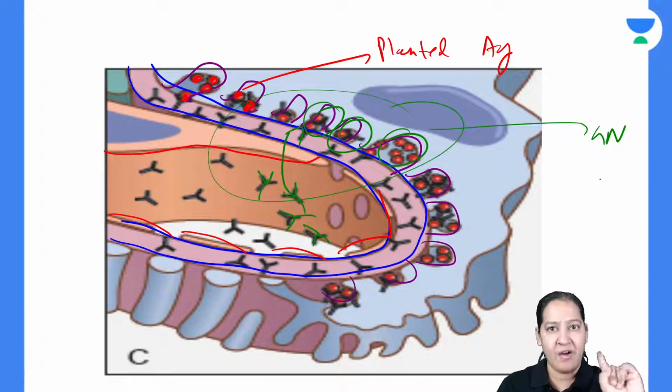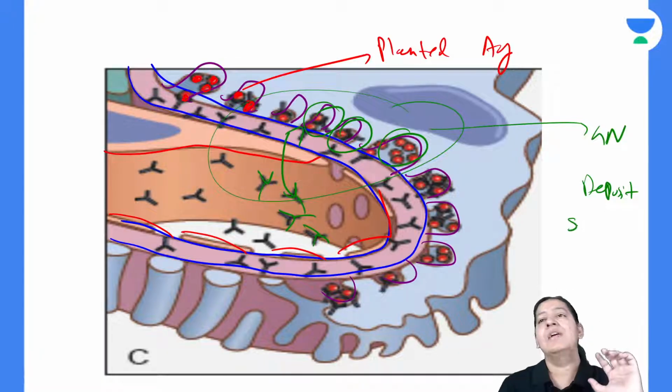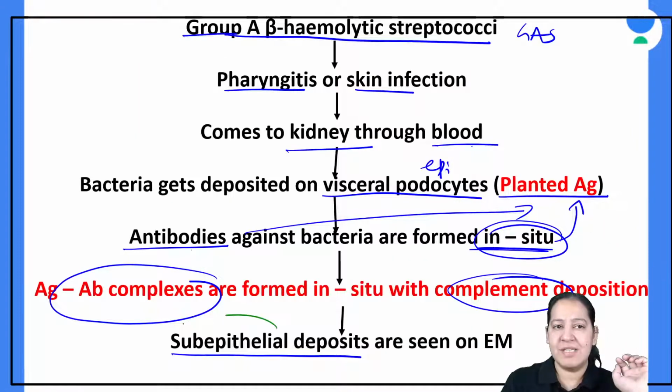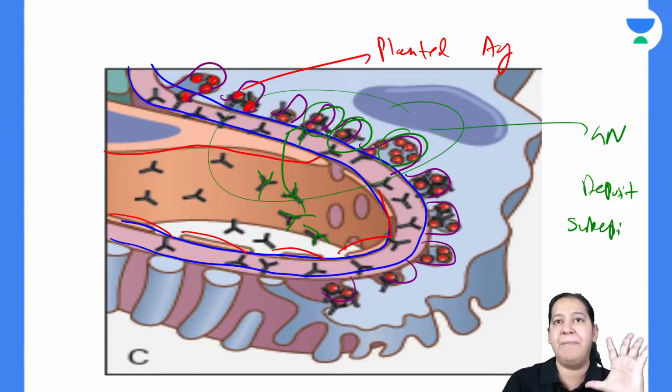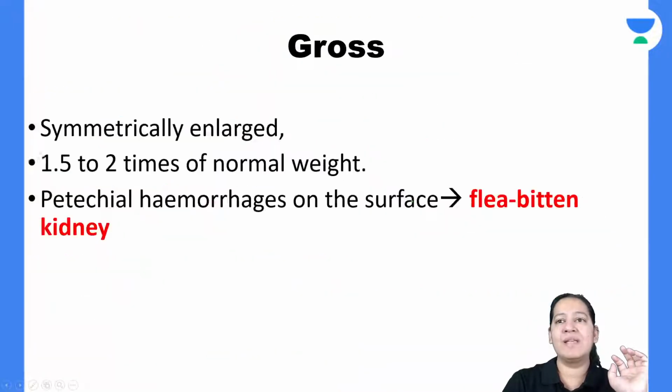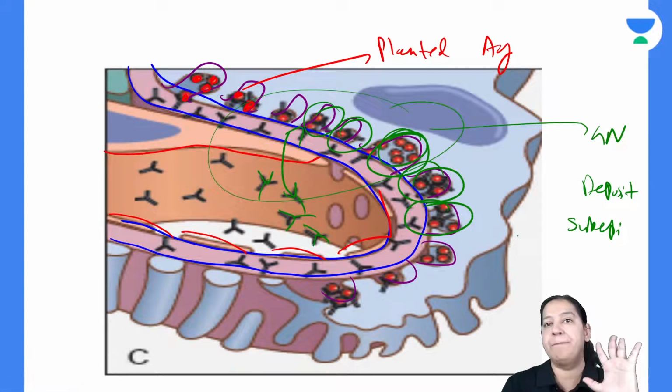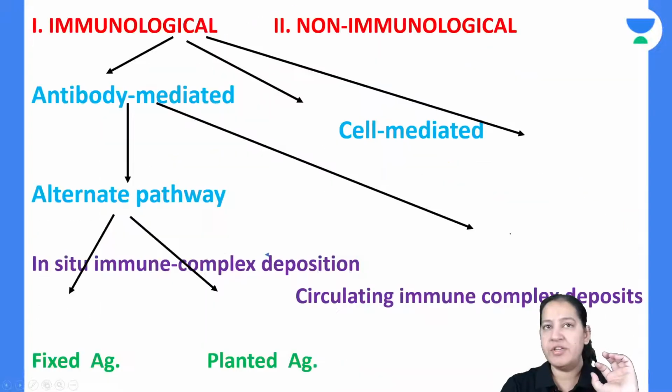And complexes are formed, that is deposits are formed subepithelial. Subepithelial deposits are formed, right? But these deposits which are formed subepithelial, they are large, they are big. Can you see? Big deposits are there. So that's why these deposits are known as lumpy, bumpy, dumpy, humpy deposits, because they are big in size. Have you got it? Okay.